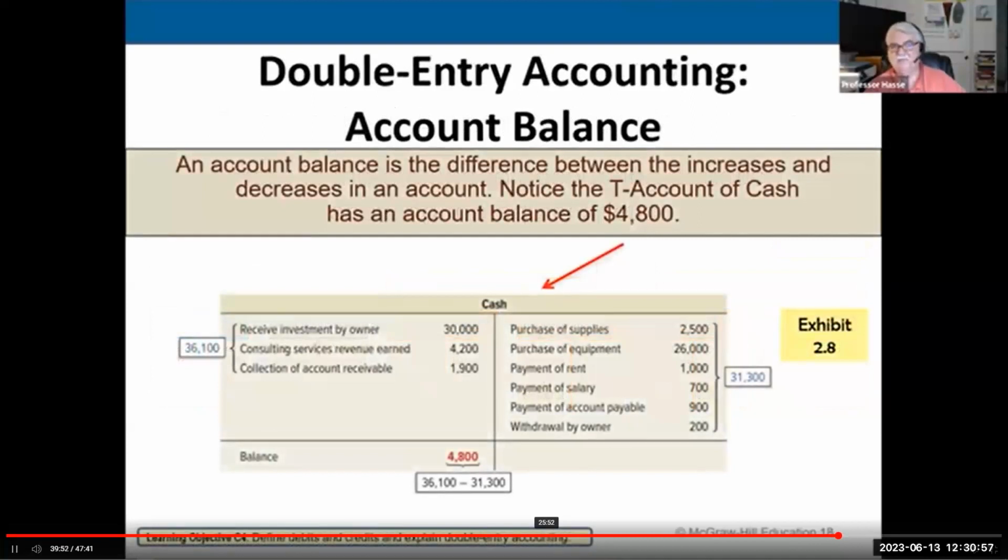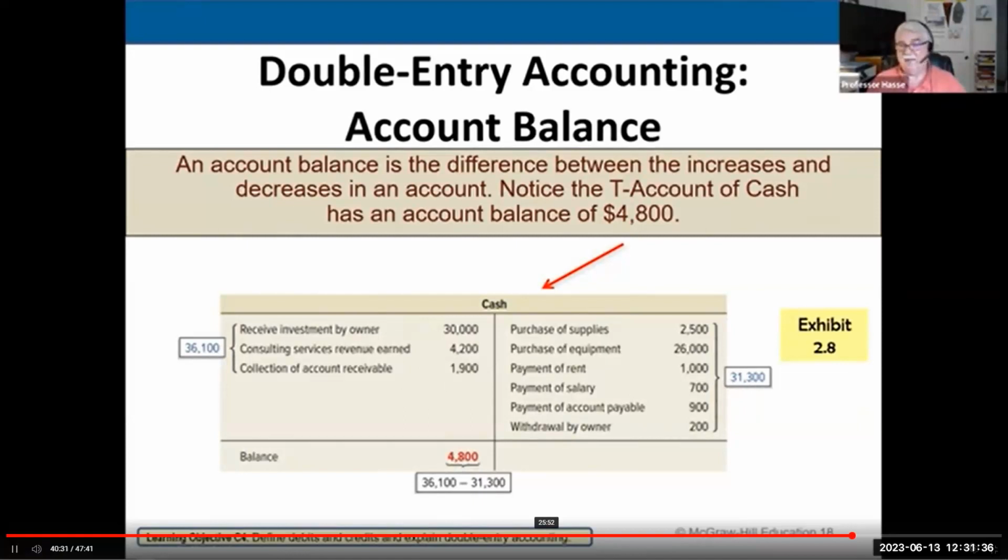Here's a general ledger for a cash account. These are all the cash transactions during a period of time. Some occurred on the left-hand side, cash coming in. Some occurred on the right-hand side, cash going out, credits. The balance in the account at the end of the period is the difference between the debit totals, 36,100, and the credit totals, 31,300. The difference then, cash has a $4,800 debit balance, which is a good thing.